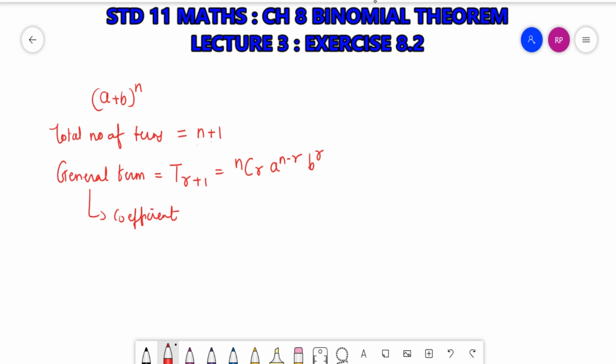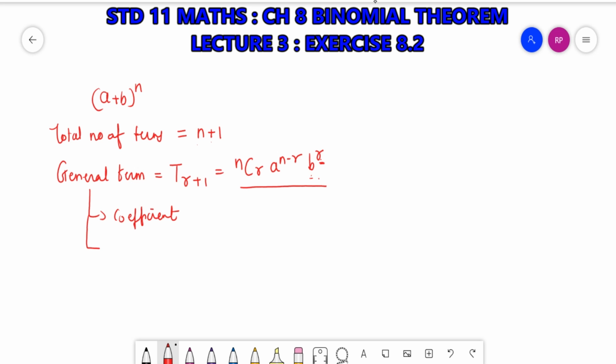If the question is asked, find out the coefficient of x raised to 5 or something like that. Okay, suppose the question is find out the coefficient of b raised to 5, then we'll use this formula, and since b raised to r is given, we will take r equal to 5. Okay, then we will solve it. So whatever number comes ahead of b raised to 5, that will be the coefficient.